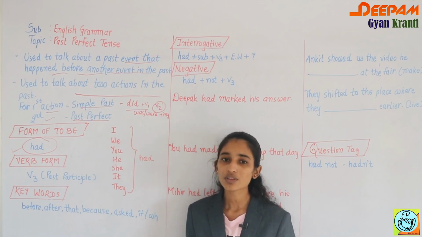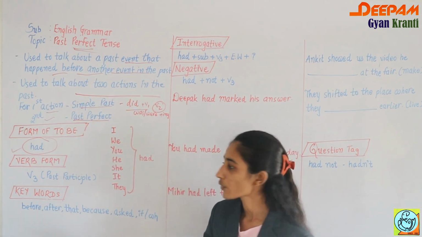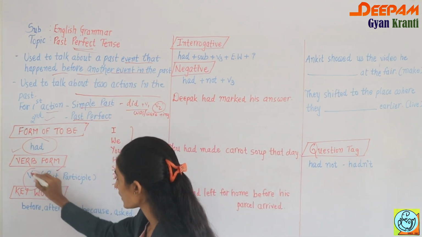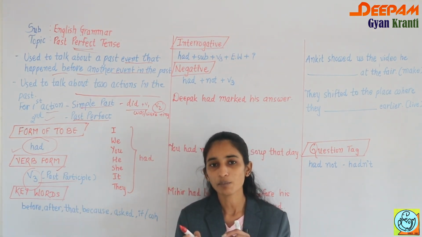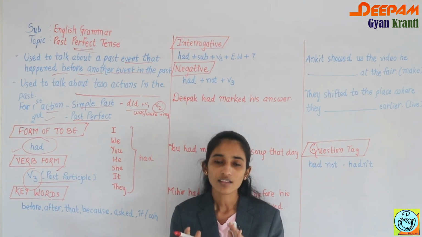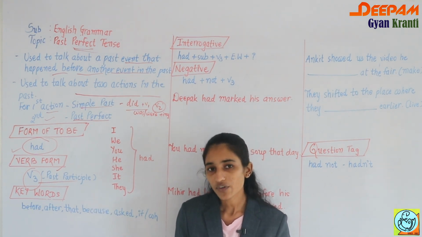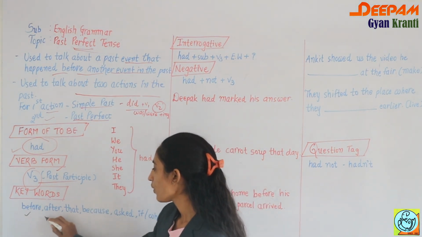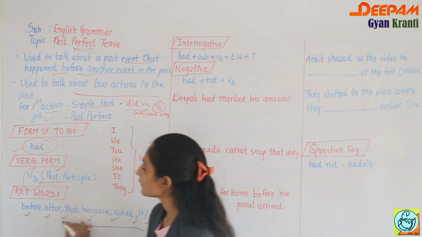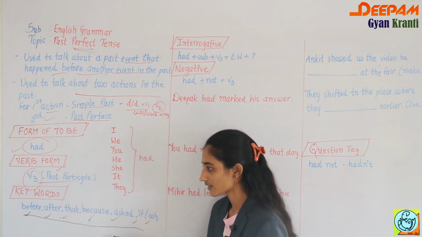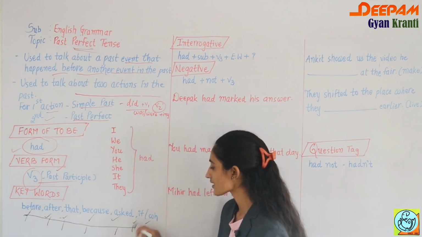Now I already told you that if you want to show the perfect tense, you have to use the verb form V3, that is the past participle. If you want to show any tense in a perfect form, you have to use V3, the past participle. Then keywords to identify this tense. The keywords are before, after, that, because, asked, if, and whether. So these are the keywords to identify past perfect tense. Which are the keywords? Before, after, that, because, asked, if, and whether.